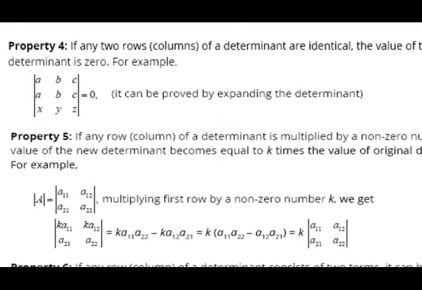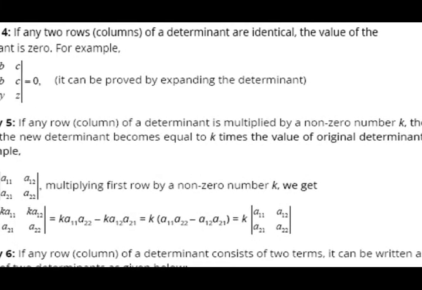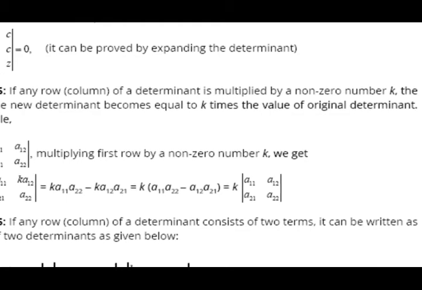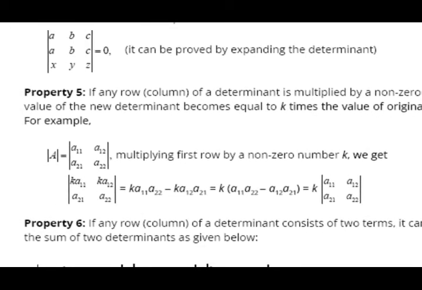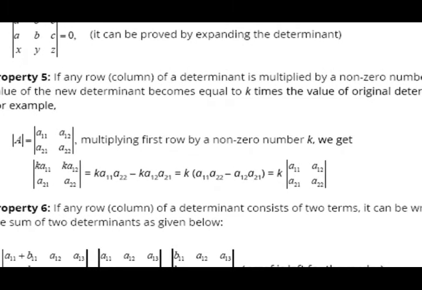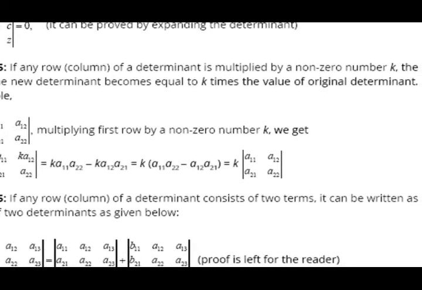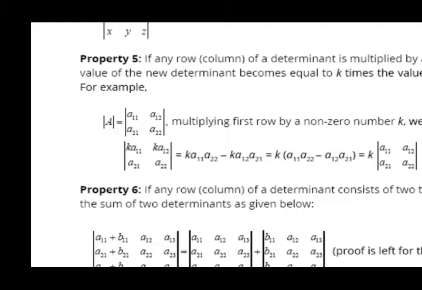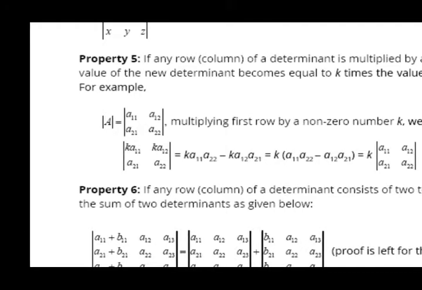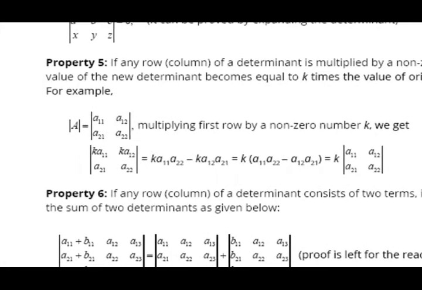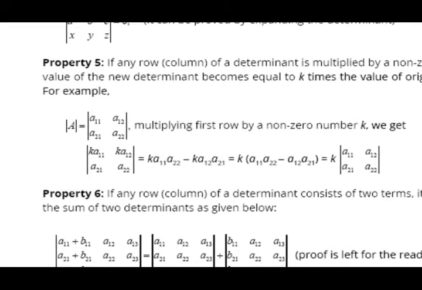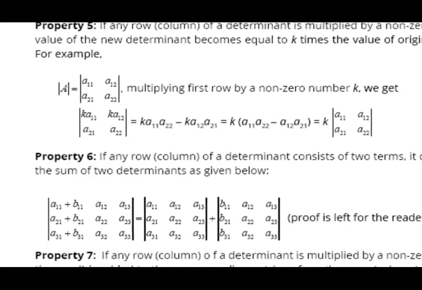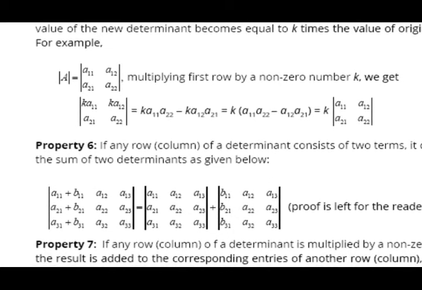If any row of a determinant is multiplied by a non-zero number k, the value of the new determinant becomes equal to k times the value of the original determinant. Here we have a determinant. We multiply the first row by k, then again we find its determinant. It is equal to k times the original determinant.